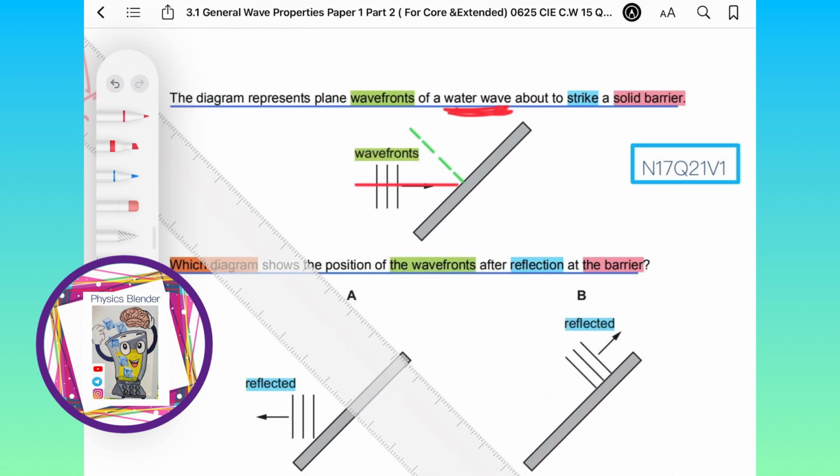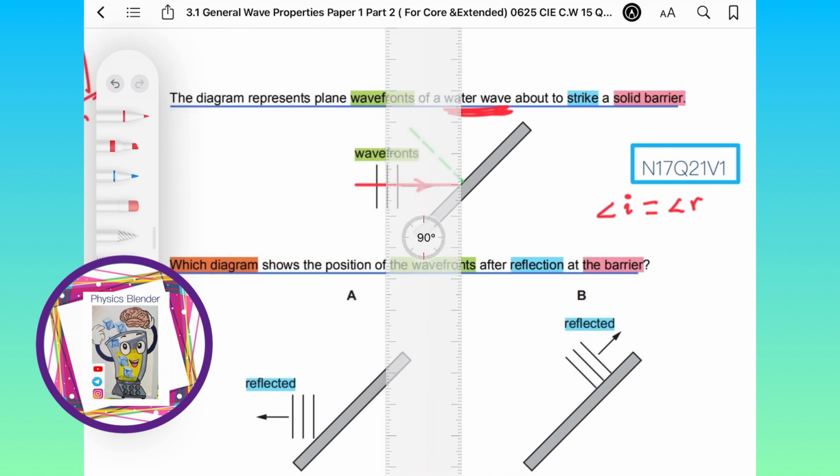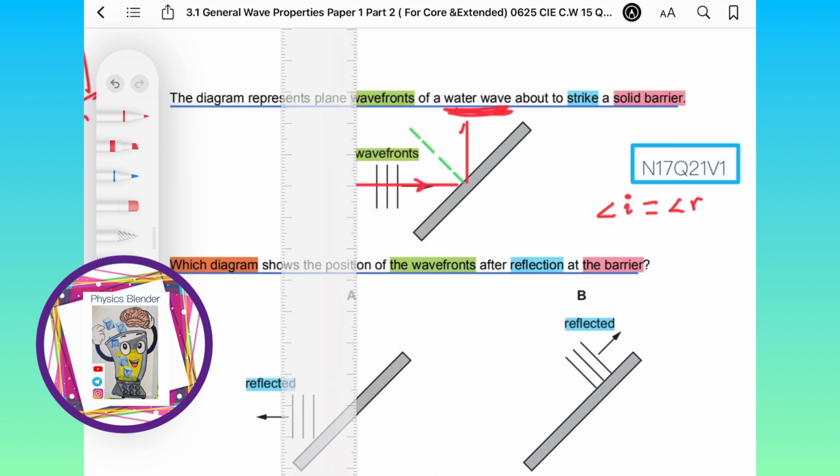And according to the law of reflection, angle of incidence is equal to the angle of reflection. So the direction of the reflected waves will be in this direction with the same angle. So this will be the direction of the reflected water waves. Okay. The angle of incidence will be equal to the angle of reflection.